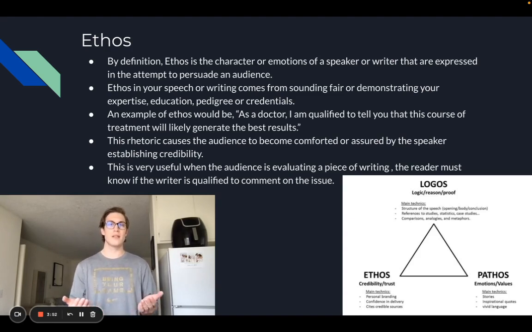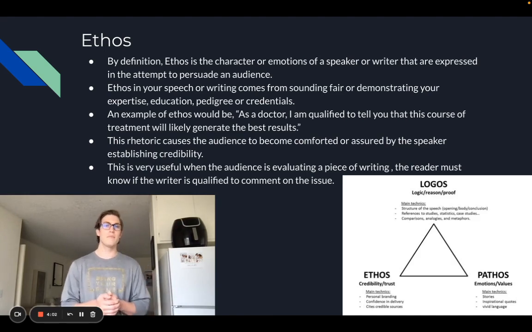This rhetoric causes the audience to become comforted or assured by the speaker by establishing his credibility. This is very useful when the audience is evaluating a piece of writing. The reader must know if the writer is qualified to comment on this issue.